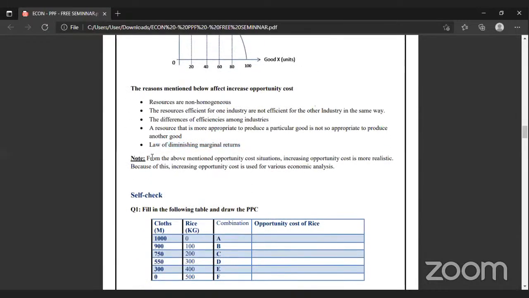Right? And remember that from the above mentioned opportunity cost situation, which is the practical and realistic increasing opportunity cost. If they ask you in the past paper or in the paper, why increasing opportunity cost is the more realistic, what should be the answer? Tell me, guys, tell me the answer. What type of answer will you write? What should be your answer?